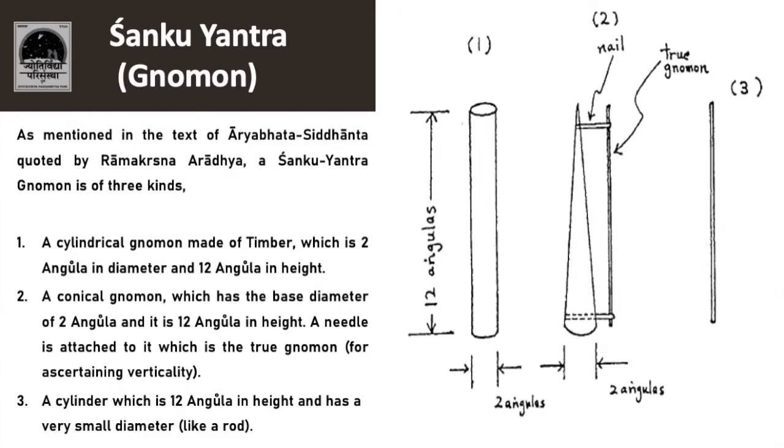Finally, the third one is more of a rod. It is also cylindrical, but it is more of a rod. Its diameter is comparatively negligible as compared to the length. And again, the length of the gnomon is 12 angulas. So these three types of Shankhu Yantra were proposed by Aryabhatta himself. But the thing is, there have been certain additions to Aryabhatta's Shankhu Yantra.